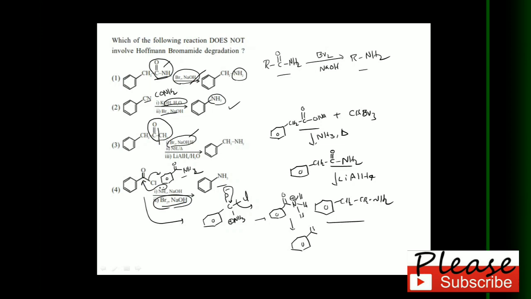Okay. Now here this benzamide can be involved in a Hoffmann bromamide degradation. Only the primary amides can be involved in a Hoffmann bromamide degradation, converted to primary amines. Okay, that's it. So here finally the answer is 3. In this reaction only, Hoffmann bromamide degradation is not involved.